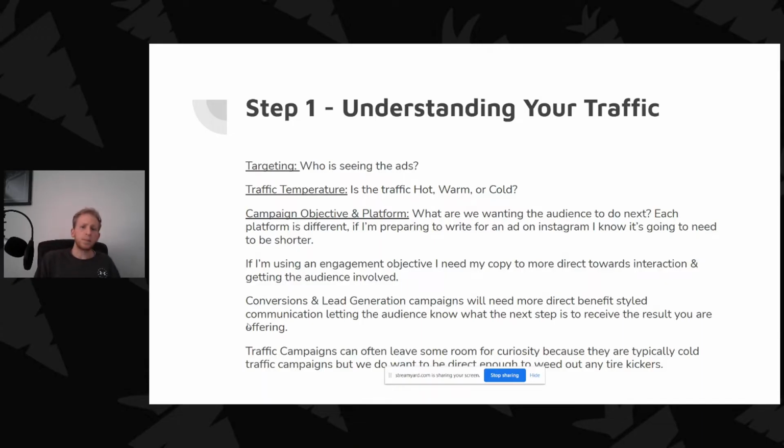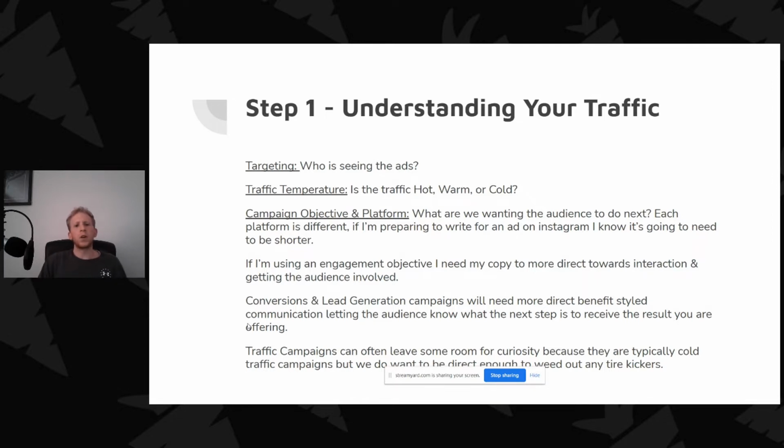Step one, it's understanding your traffic. Now, in each of these steps, we're going to have three little spots that we're going to focus on. Inside step one, we need to focus on targeting, traffic temperature, and campaign objectives / the platform that we're using.